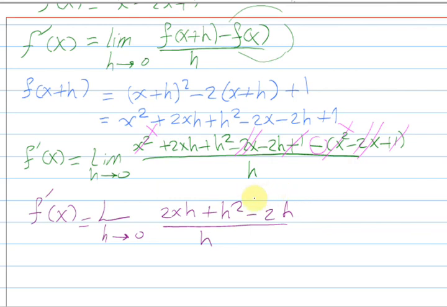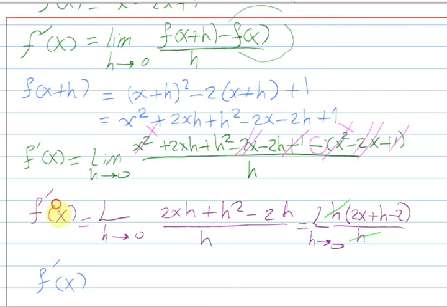So in this case, I'm going to take h as common factor. h times the bracket 2x plus h minus 2, all over h. Do you remember that this h will be cancelled with that one? It remains only to substitute. So f prime of x equals, what is this limit as h approaches 0? It is 2x plus 0 minus 2, which is just 2x minus 2. This is the final result.